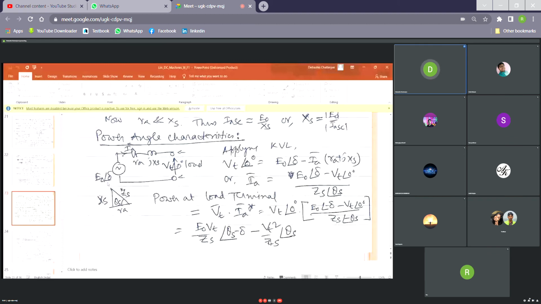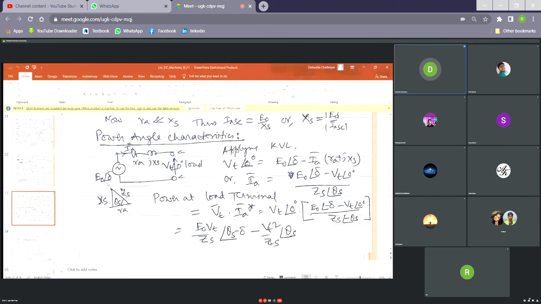Vt Ia conjugate, or also you can do Vt conjugate Ia, whatever it is. But if you take Vt conjugate Ia, that reactive power will be negative; the convention will be just a little different, but the magnitude is the same value. Now, Vt into Ia conjugate, if you take, so Ia is here. Ia conjugate is nothing but E0 minus delta minus Vt by Zs.